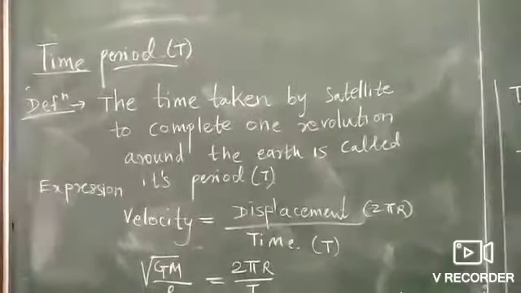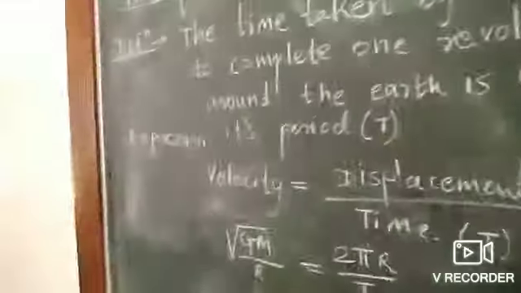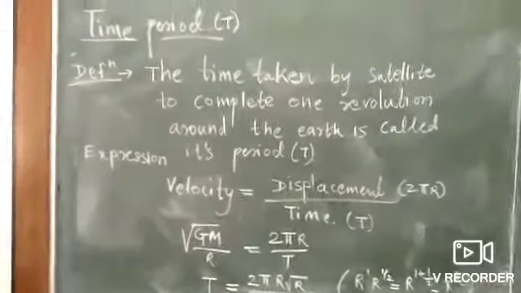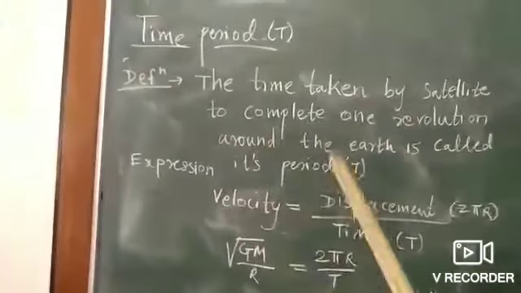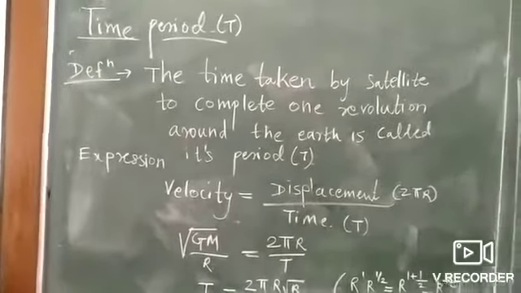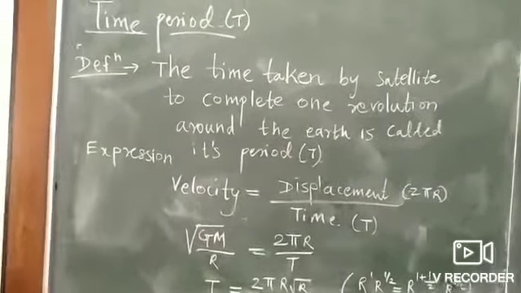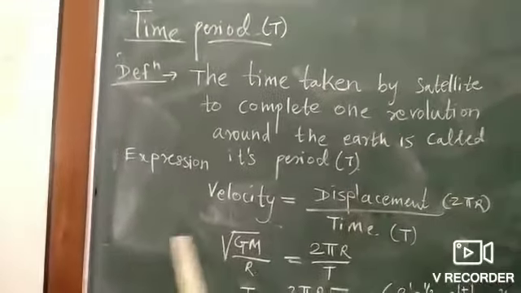Now we are going to discuss the time period. So what is a time period? The time period is the time taken by the satellite to complete one revolution around the earth, and it's called its period. We denote the time period by the letter T. So what is the definition? The time taken by the satellite to complete one revolution around the earth. Here we will see its derivation.